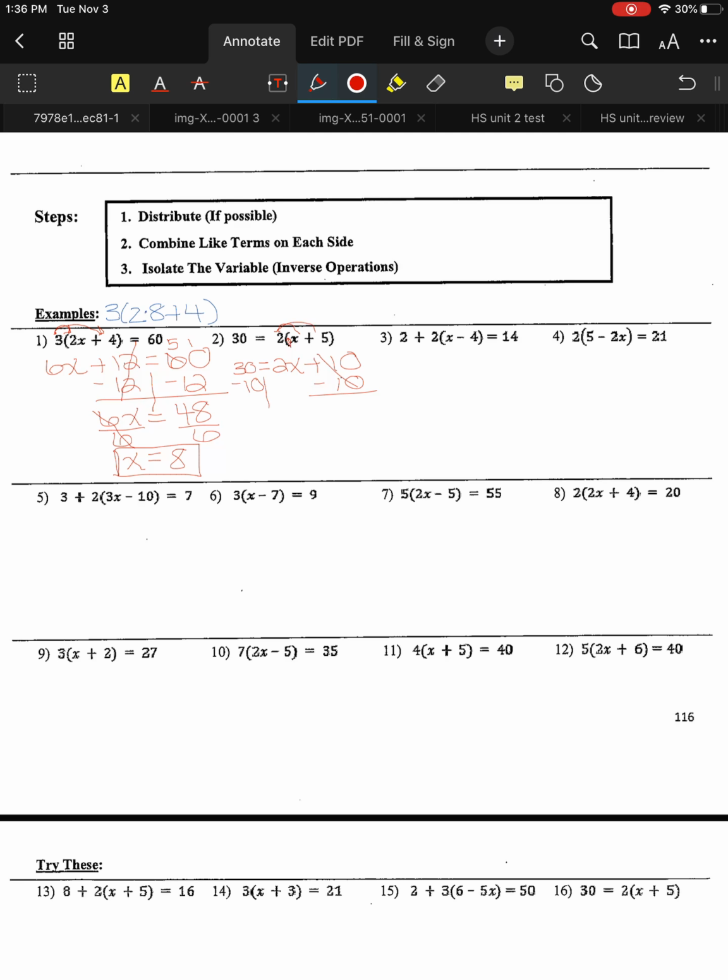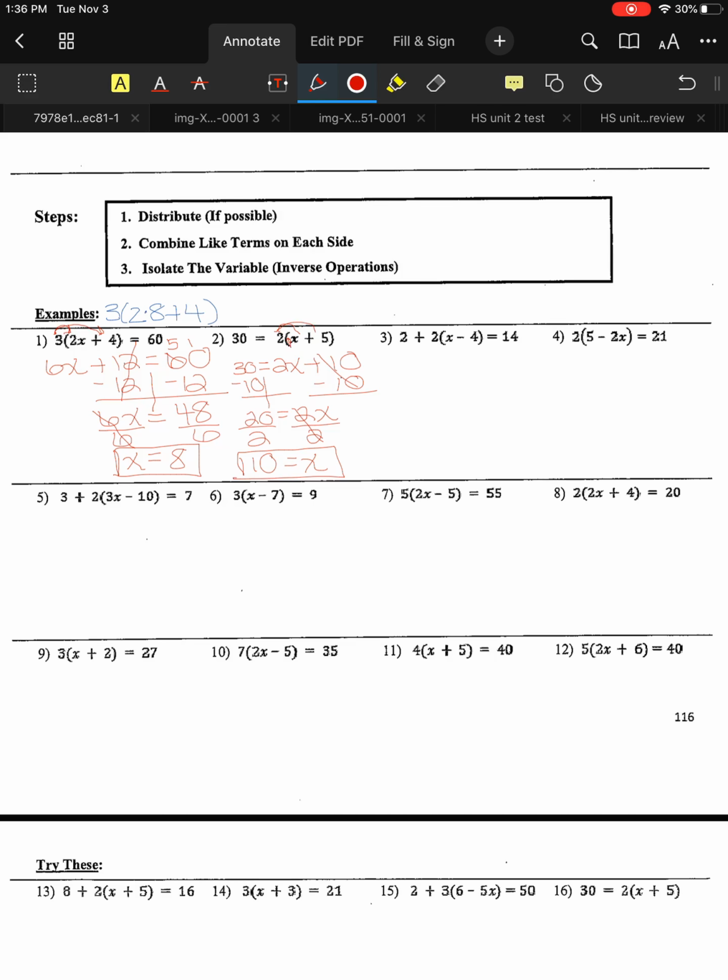Opposite of adding is to subtract. They're on opposite sides, opposite operations. 20 equals 2x. Opposite of multiplying by 2 is to divide by 2. Whatever you do to one side, you must do to the other. I now have 10 is equal to x, or x is equal to 10.